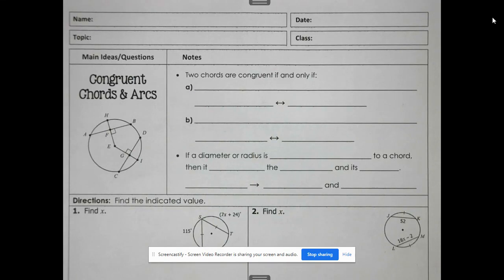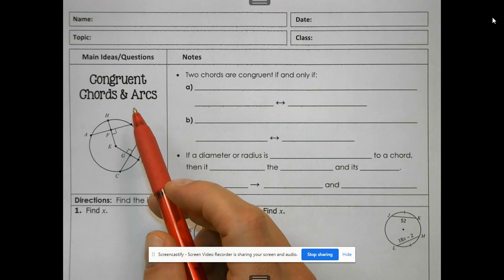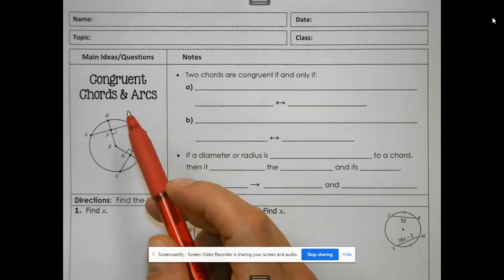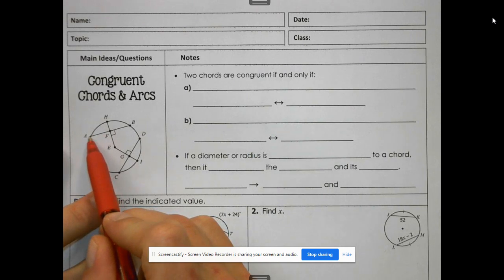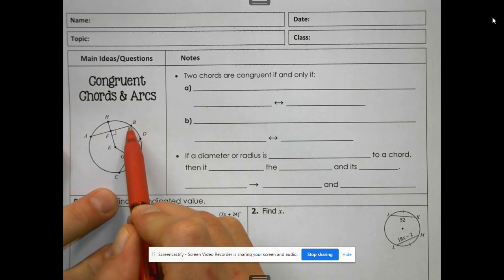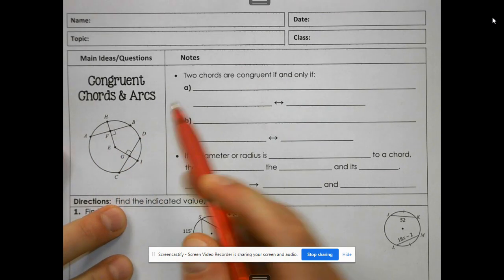All right, this lesson's on congruent chords and arcs. If you remember from that vocabulary cheat sheet that I gave you at the beginning of the circle unit, a chord just goes from one endpoint on the circle to the other endpoint. So like in this case, AB is a chord and CD is a chord. All right, so here we go.